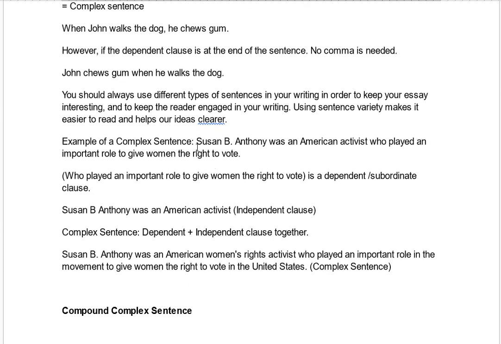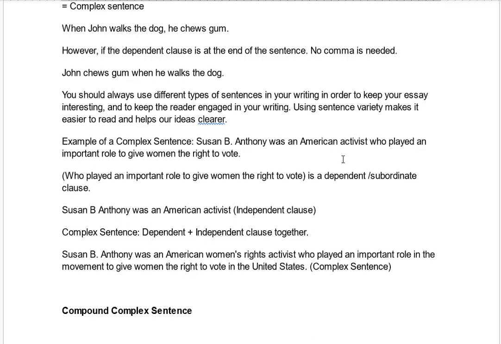You should always use different kinds of sentences in your writing to keep your essay interesting, in order to keep your reader engaged. Using sentence variety makes it easier to read and helps your ideas stay clear. Examples of a complex sentence.